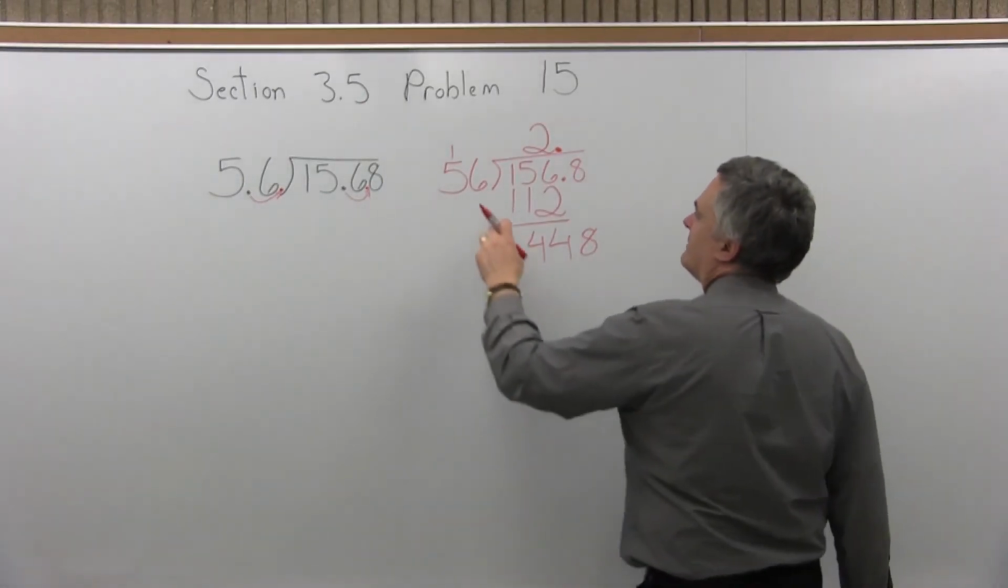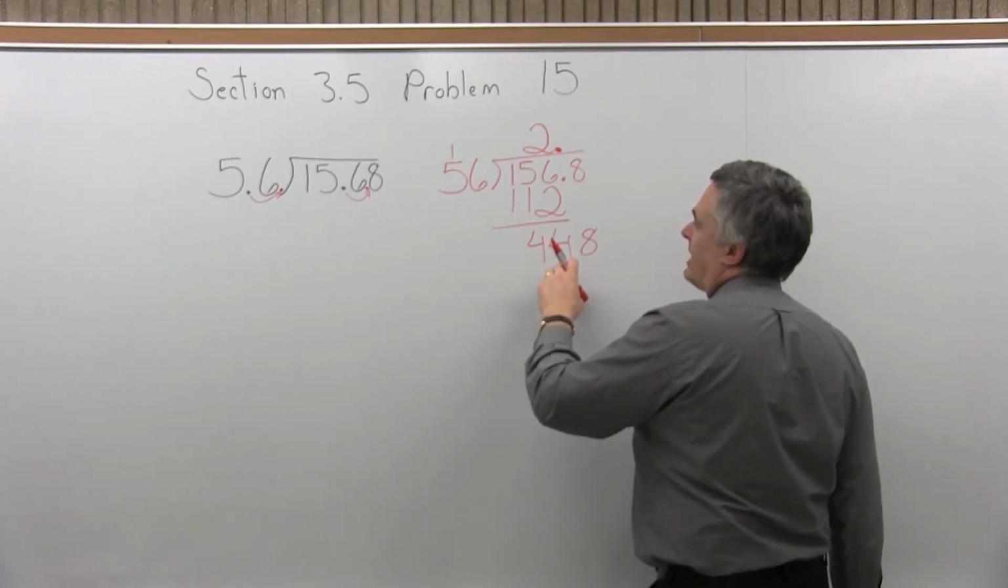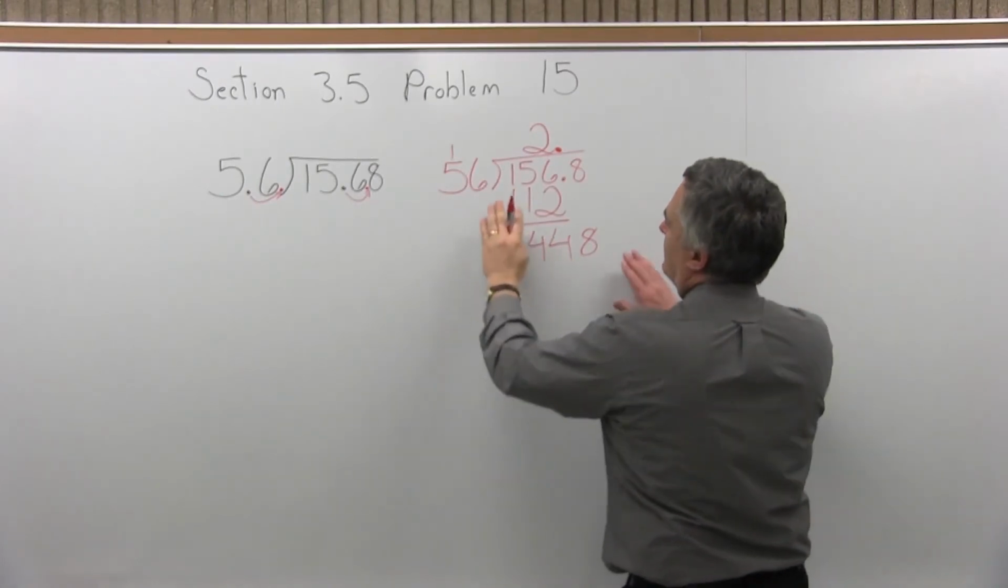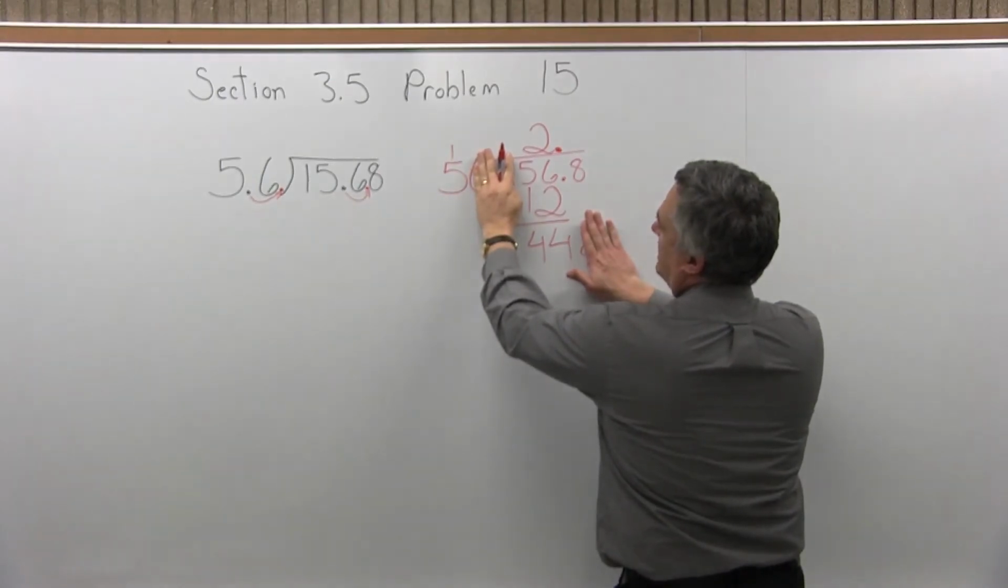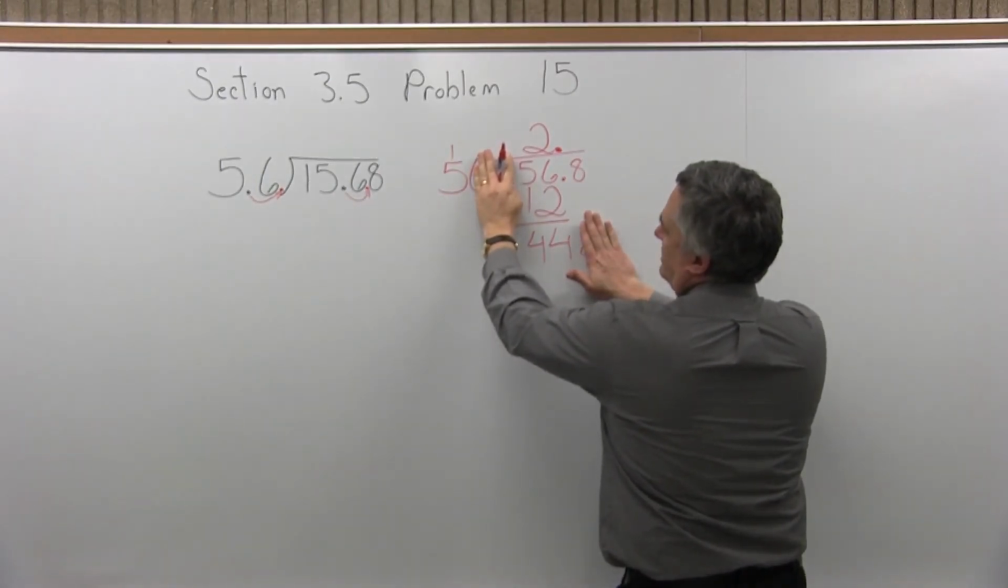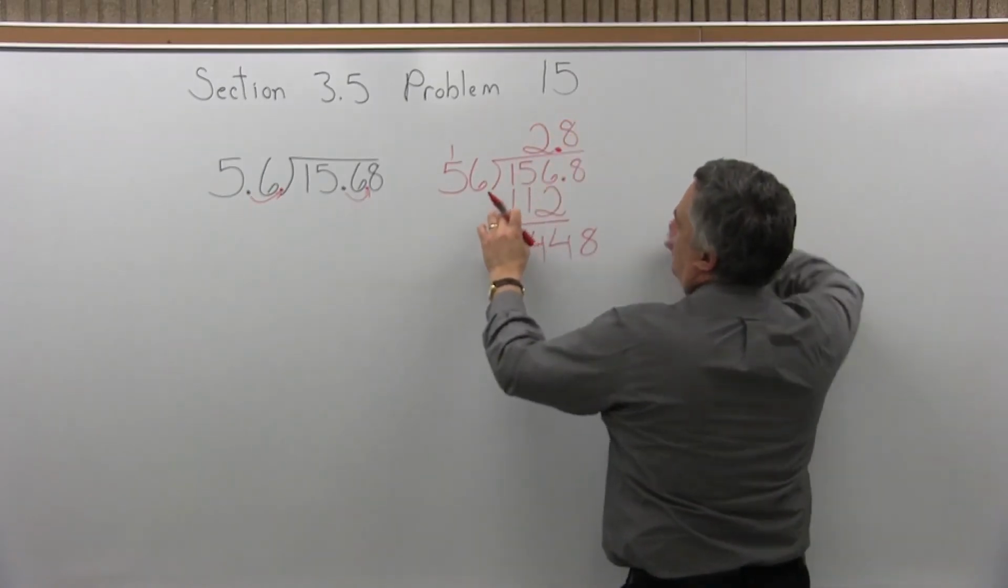Now, 56 will divide into 448 how many times? Well, to get an estimate, just do 5 divides into 44. Should get you pretty close. So you'll get within 1 or 2 tries. So 5 times 8 is 40. That's going to be close. So let's do an 8 and now get a more exact answer.